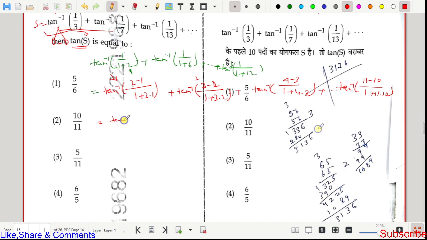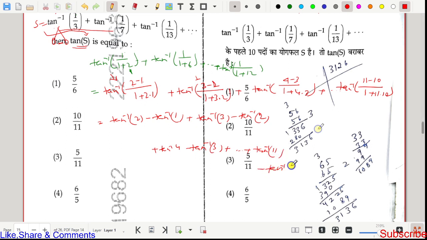Now we can write this as tan inverse 2 minus tan inverse 1. Similarly, this we can write as tan inverse 3 minus tan inverse 2. Next it will be tan inverse 4 minus tan inverse 3, dot dot dot. The last term will be tan inverse 11 minus tan inverse 10. Now you can check that most terms will cancel out. So tan inverse 2 minus tan inverse 2 will cancel out, tan inverse 3 minus tan inverse 3 will cancel out. Similarly, tan inverse 4 will cancel out with the next term.